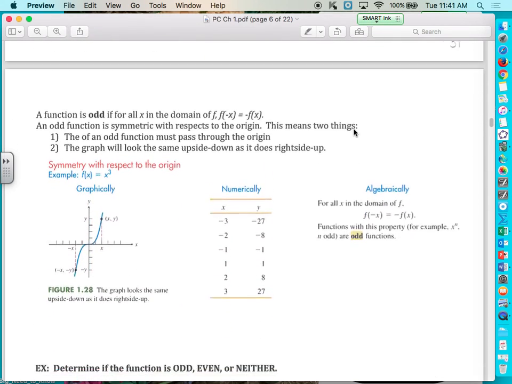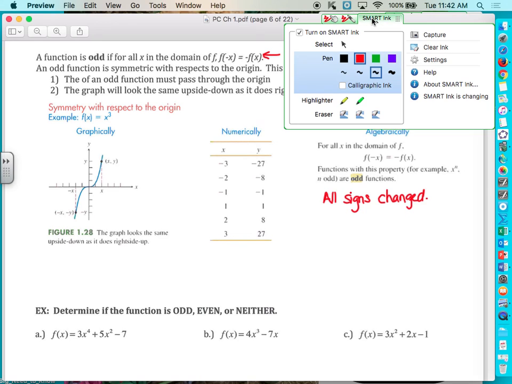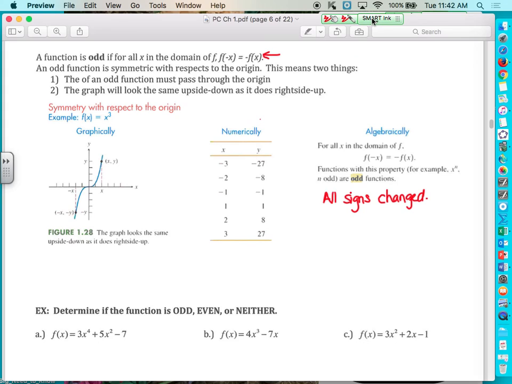For an odd function, when we plug that negative in for x, we end up with the opposite of the original function, which means all of the signs change. Anything that was positive becomes negative, and anything that was negative becomes positive. If you have your calculator, you can look at the graph. I think that's the easiest way to do that. Graphically, what happens is we have symmetry with the origin.